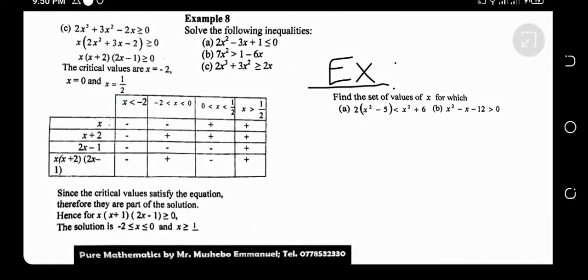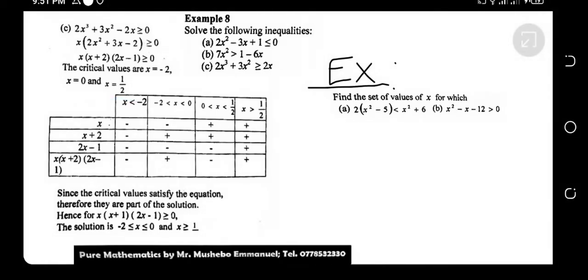So either x is equal to 0, or we have x plus 2 is equal to 0, and then we have 2x minus 1 also equal to 0. So they lead us to these three critical values: -2, 0, and a half. So those are the three critical values of x. Now when you arrange these critical values, you find we have four ranges of values of x. We have the smallest value, which is -2, followed by 0, and then lastly by a half.